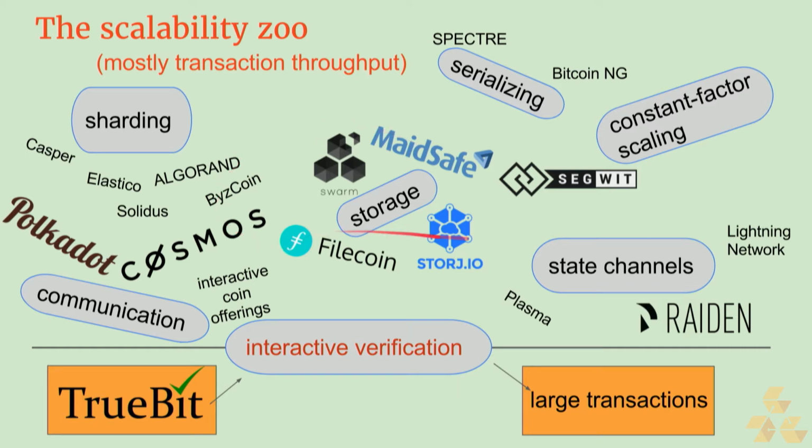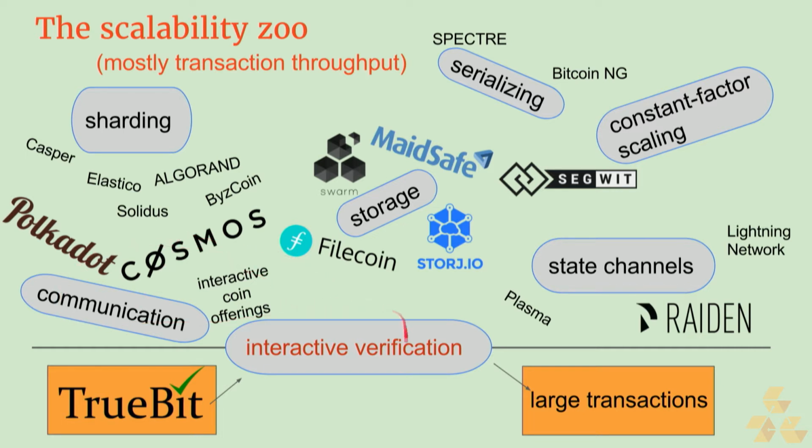But I mean, storage is a piece. State channels, Raiden, this is used for micropayments. So you can do a lot of stuff off-chain and then occasionally send an update, which is more expensive, that goes onto the on-chain piece. And as I said, TrueBit is also involved in communication. So the proximities on the page here are somewhat intentional.